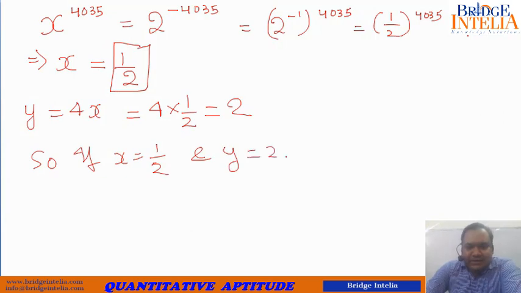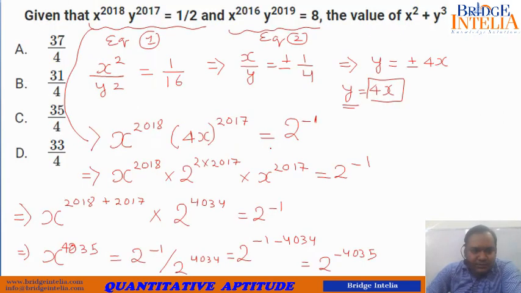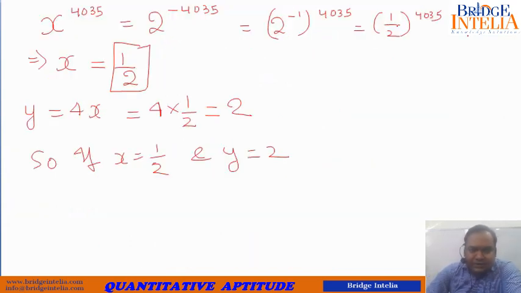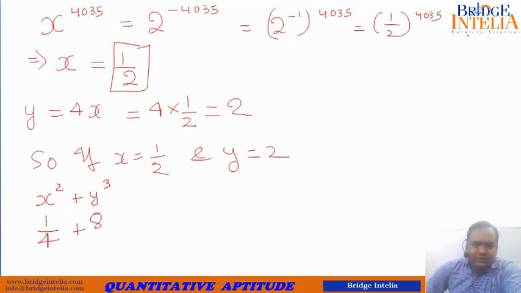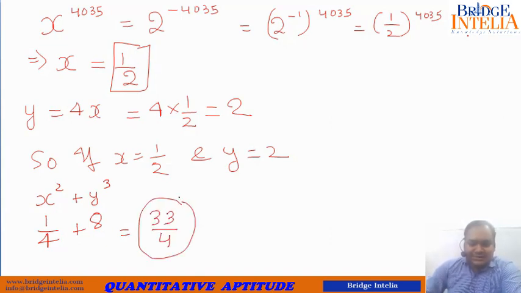So if x is equal to half and y is equal to 2, we have been asked to find the value of x square plus y cube. So let's do that. x square plus y cube. x square is what? 1 by 4. y cube is what? 8. So 1 by 4 plus 8 is what? So 33 by 4 is the correct answer.